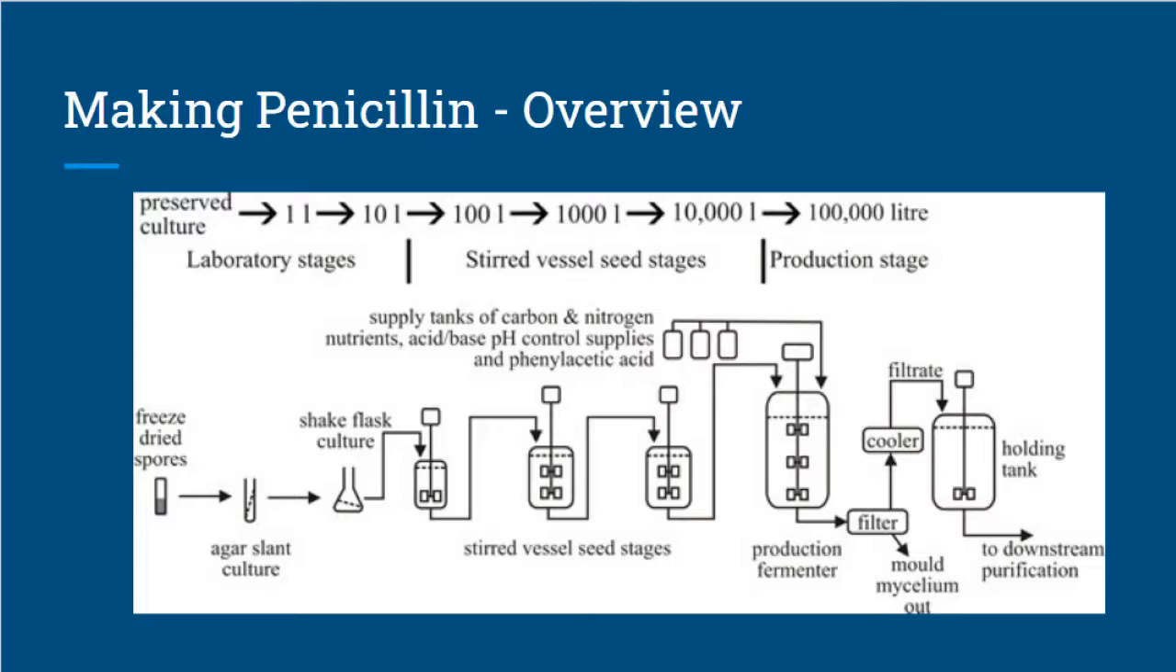This is an overview of how penicillin is made. Firstly, freeze-dried spores are mixed with an agar multiple times. Then it is placed into a fermenter for about a week to cultivate. The aqueous solution of the penicillin is then separated from the solid mold.